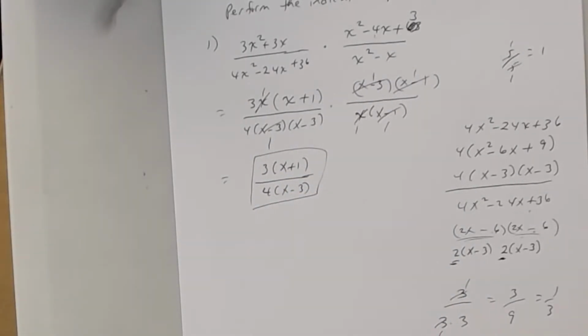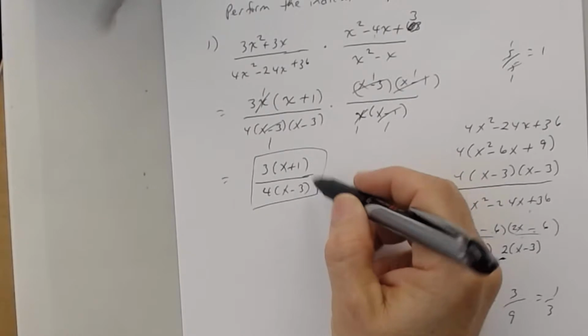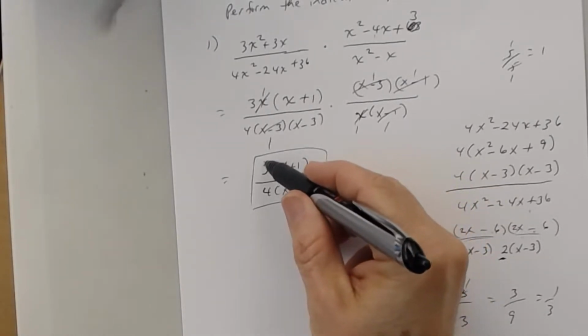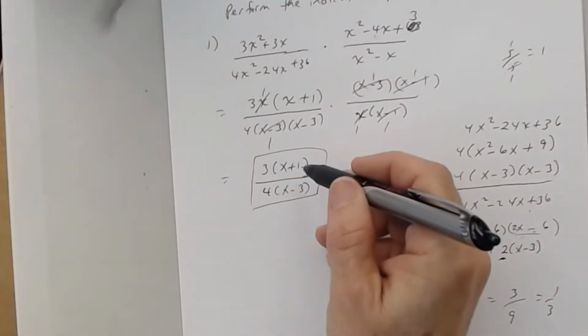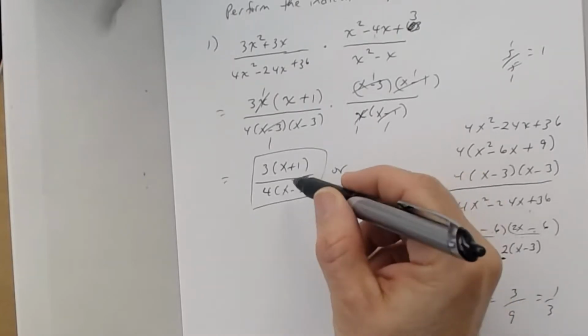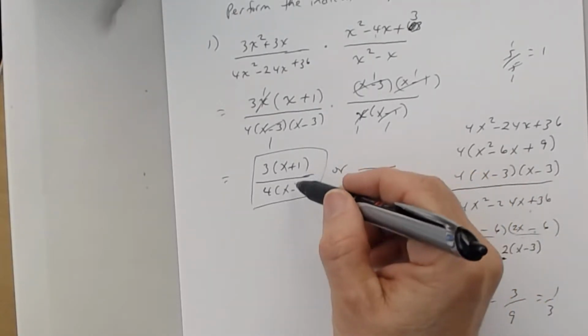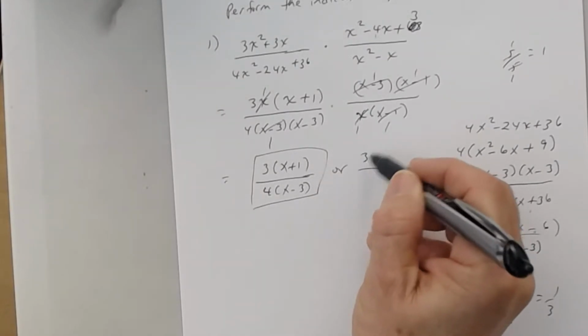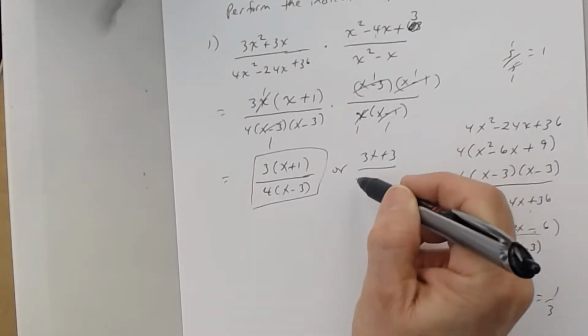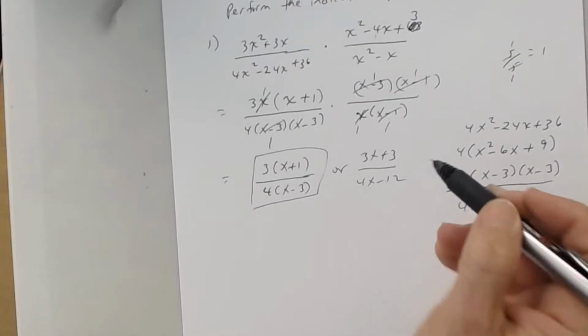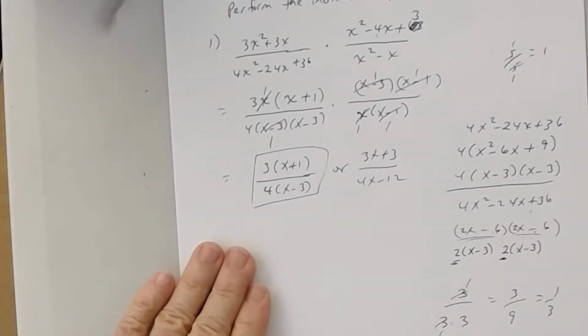Now, sometimes you may see the answer written without the factors. In other words, you may see it where they distributed the 3. But I would just leave it in factored form. So you could say that, or if you distribute, you would say 3x plus 3 divided by 4x minus 12. But leave it in factored form.